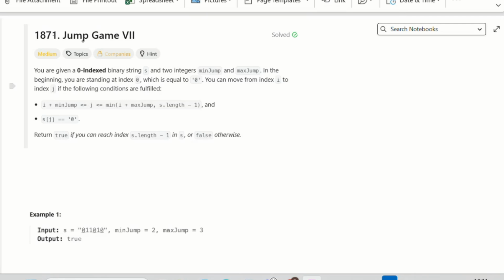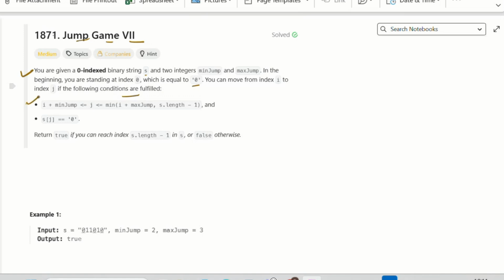Hi everyone, so today's problem of the day is Jump Game 7. And what is given in the description? You are given a zero-indexed binary string s and two integers minJump and maxJump. In the beginning, you are starting at index 0, which is equal to the character 0. You can move from index i to index j if the following conditions are fulfilled.